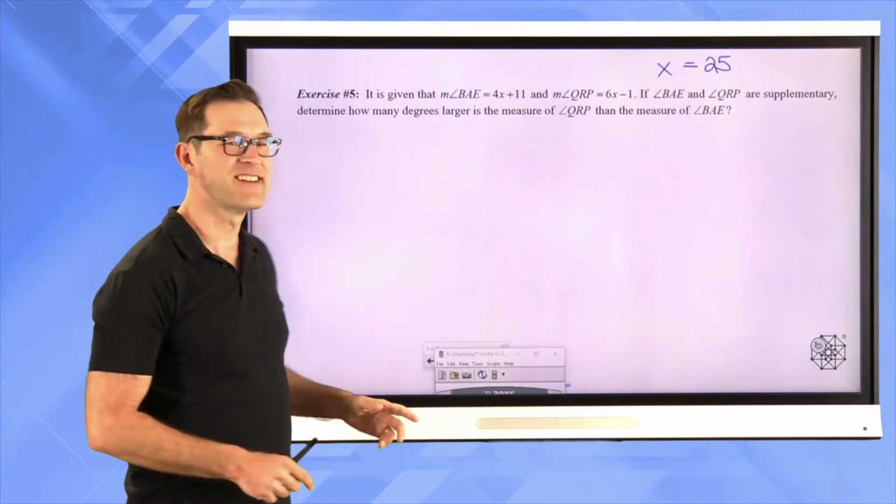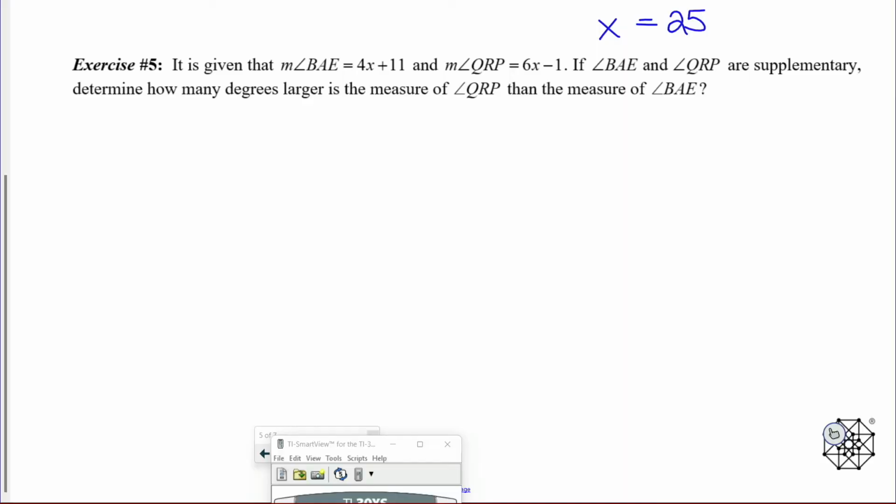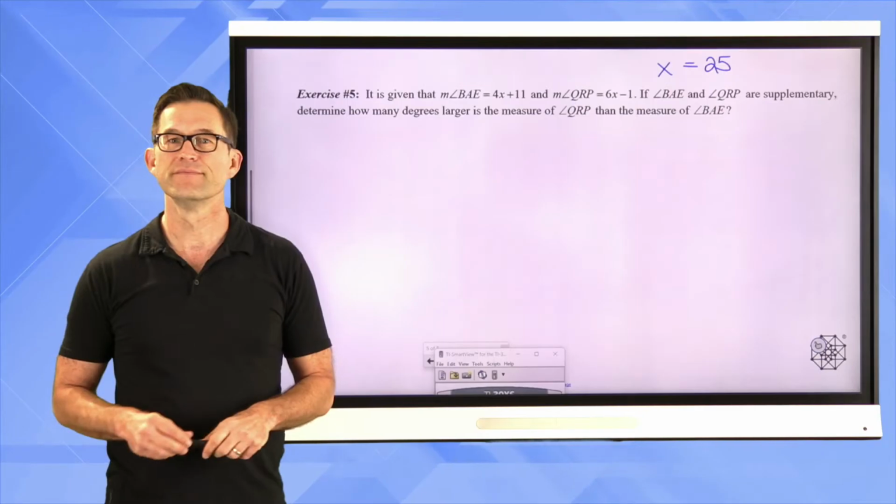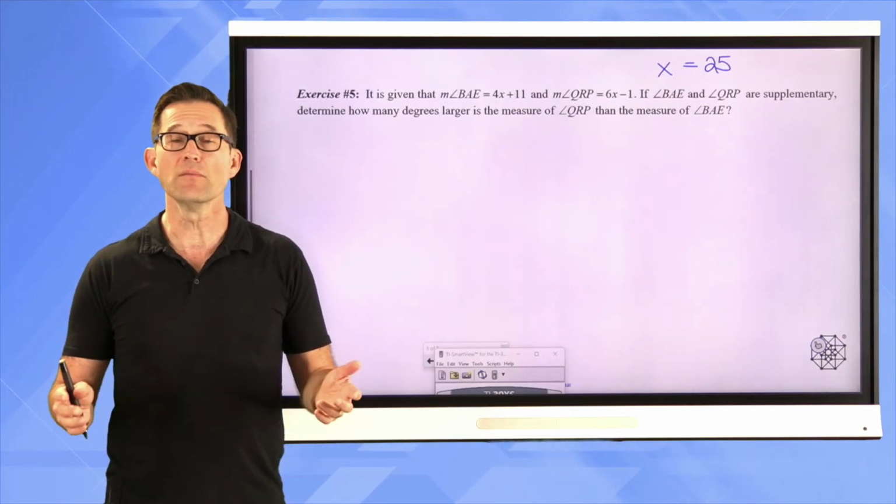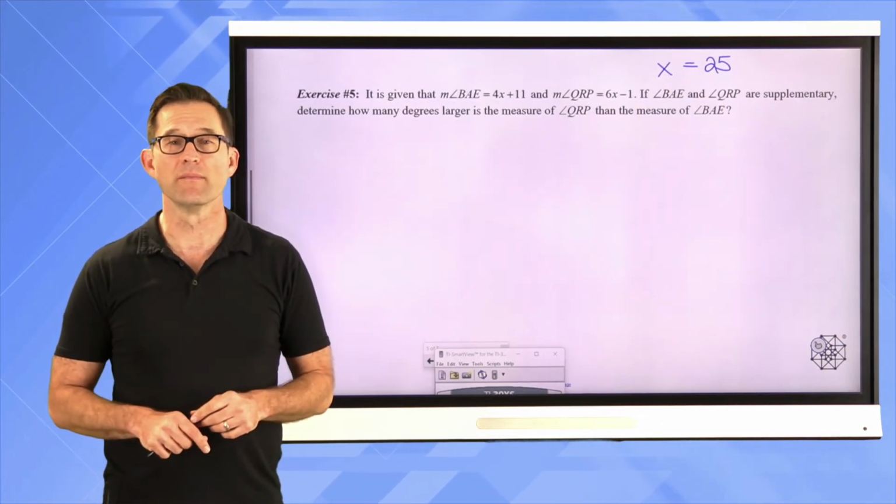All right, let's take a look at exercise number 5. It is given that the measure of angle BAE is 4x plus 11, and the measure of angle QRP is 6x minus 1. If BAE and QRP are supplementary, determine how many degrees larger is the measure of angle QRP than the measure of angle BAE. All right, well, go ahead and play around with this problem. See what you get.